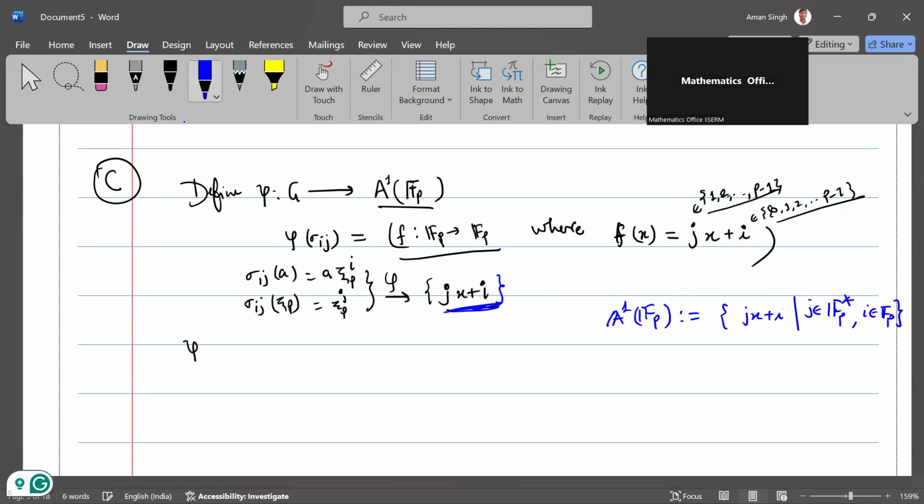Okay, so we know our phi. We'll see whether this is a homomorphism, one-to-one, onto, all this. Phi is one-to-one. How?